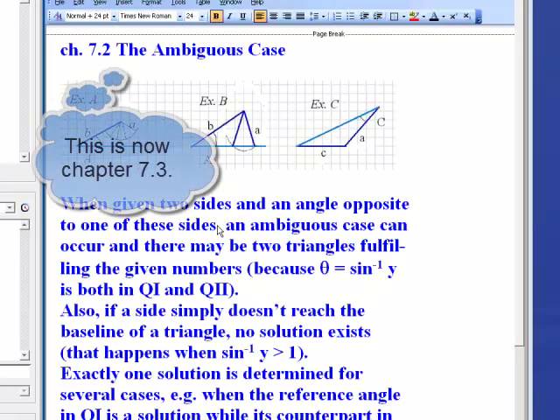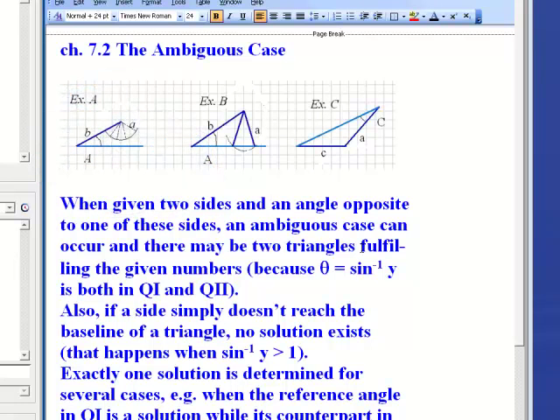Welcome to the section on the ambiguous case for the law of sines. And a long explanation here. When given two sides and an angle opposite to one of these, as you can see in these drawings up here, for example, in the second one here, that's the one I actually want to use right now, we have a side B given and a side A given, and we have the angle capital A given. An ambiguous case can occur, and there may be two triangles fulfilling the given numbers.